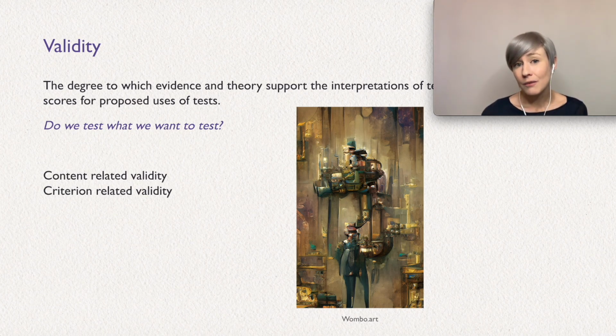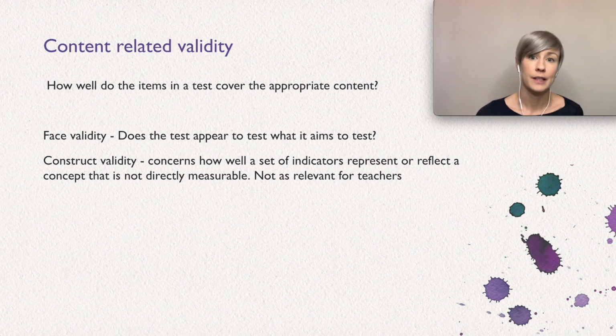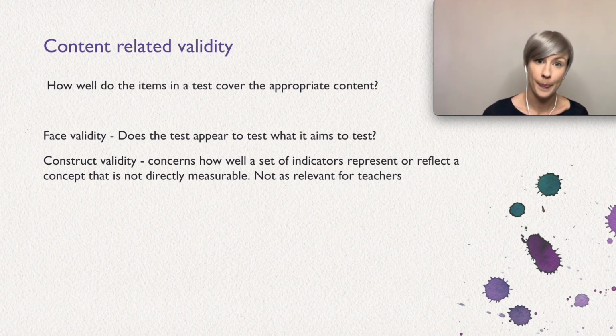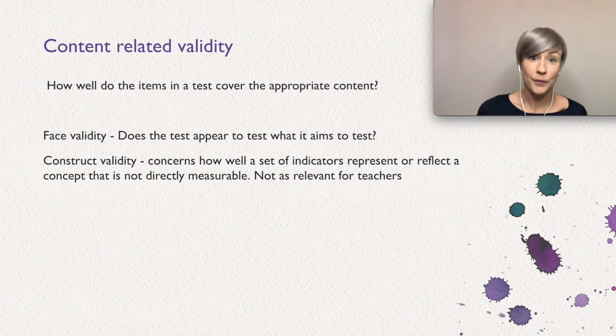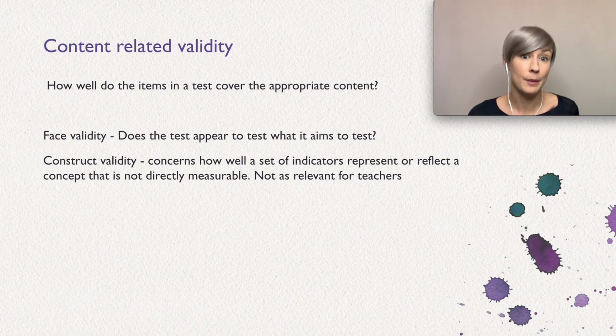To ease discussion, validity is often described as 2 different types. You have content-related validity and criterion-related validity. And we're going to go into those a little bit here. So content-related validity. How well do the items in the test cover the appropriate content? And this can be split into face validity. Does the test appear to test what it aims to test? So how well does the test represent what was included in the curriculum?